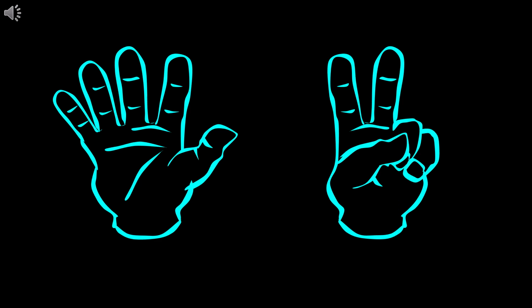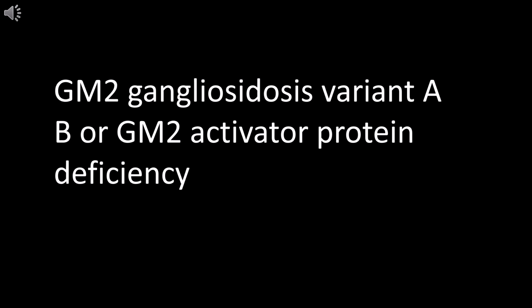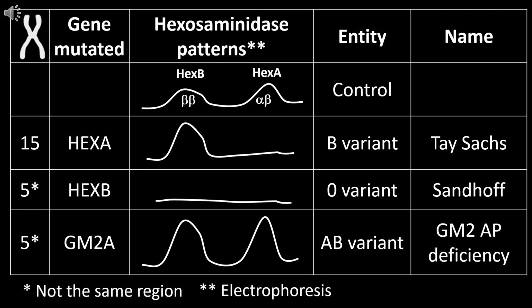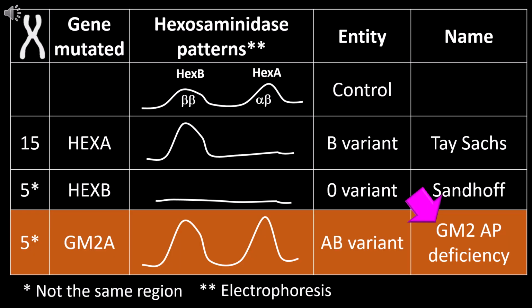The next Sphingolipidosis we will address is GM2 gangliosidosis variant AB, or GM2 activator deficiency. I have gone back to the original table to tell you about GM2 activator protein deficiency. It is due to a mutation in the GM2A gene located on chromosome 5, but not in the same region as in the case of Sandhoff disease. GM2 activator protein deficiency is inherited as an autosomal recessive condition.